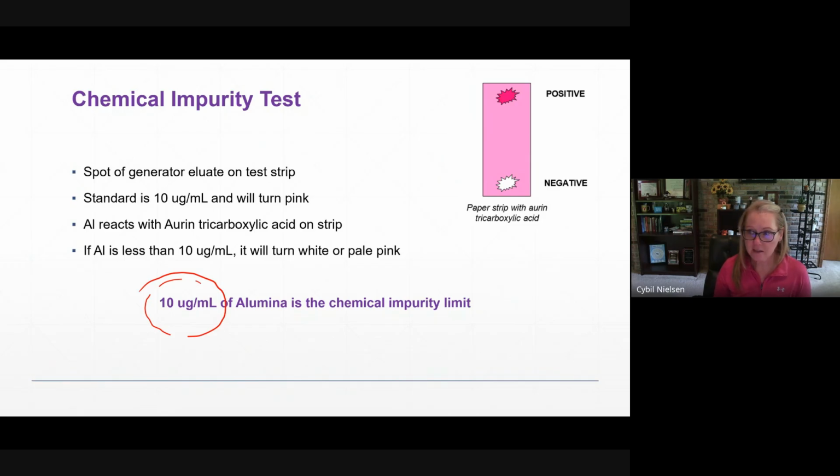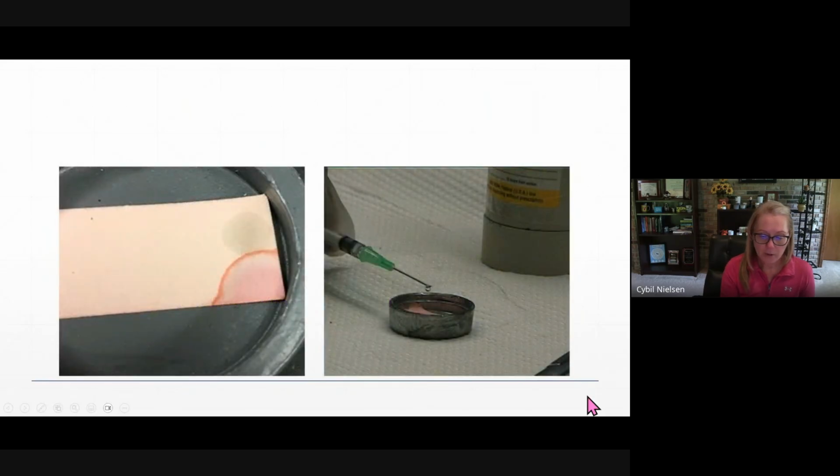So this is a commercialized kit that has this paper with a certain type of acid on it. And that acid, when it combines with alumina in this concentration, it does this. And then we put our sample next to it and see if it turns pink as well. So here is the standard. So you can see that it turns the pink paper more pink. And then here is our dots. You just put a drop of your eluate on there, and if it doesn't turn pink, it passes. If it turns pink, that means that there is alumina in there. And if there's alumina in there, then there's probably molybdenum in there too, because the alumina and the molybdenum bind together.